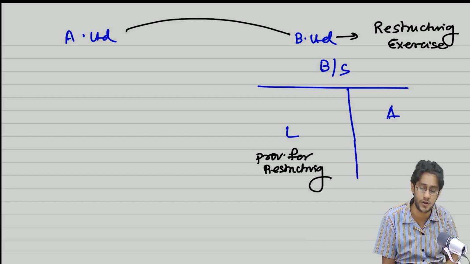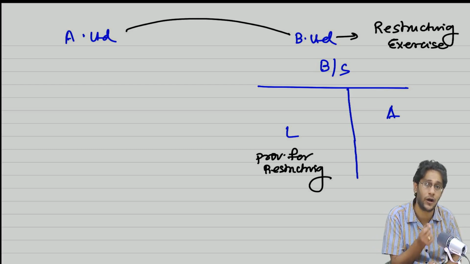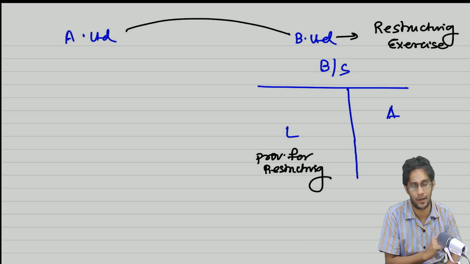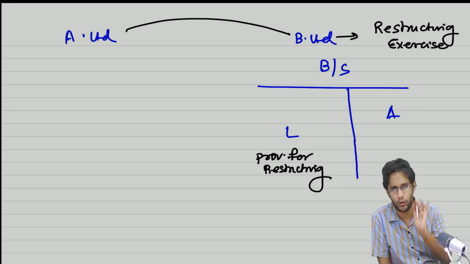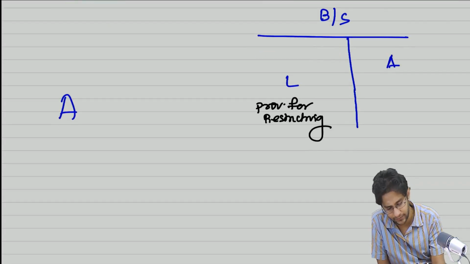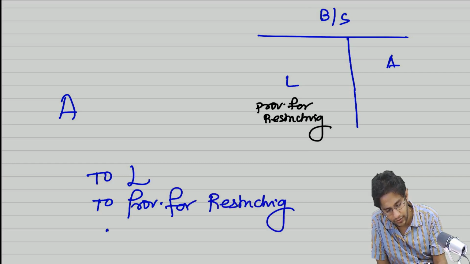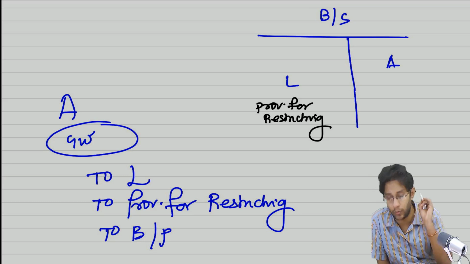Actually, who wants to do restructuring? A Limited wants to. But who announced the restructuring plan? B Limited, because of the condition kept by A Limited. Now what happens is, A Limited took over B Limited. The process is, so many assets, so many liabilities, provision for restructuring, to business purchase, the balance will be your goodwill or capital reserve.